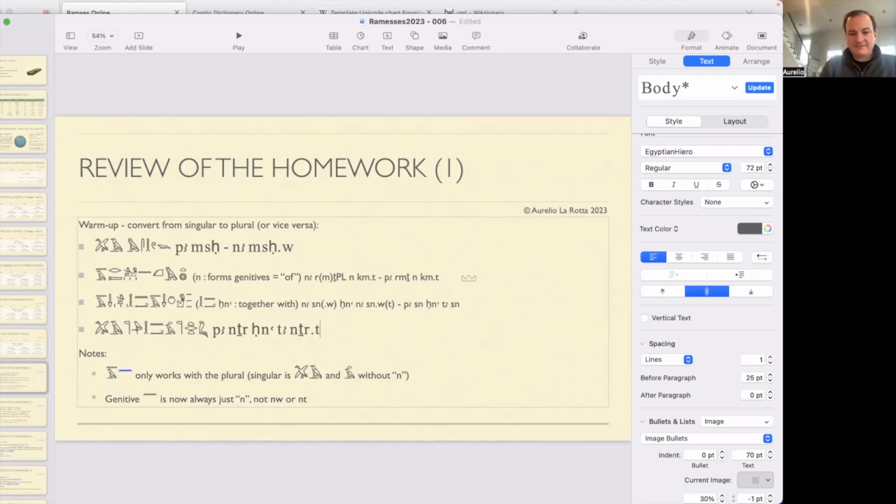Like this. And I have no idea what's going on with my fonts here. It doesn't want to. Okay, whatever. All right, awesome. Meaning?